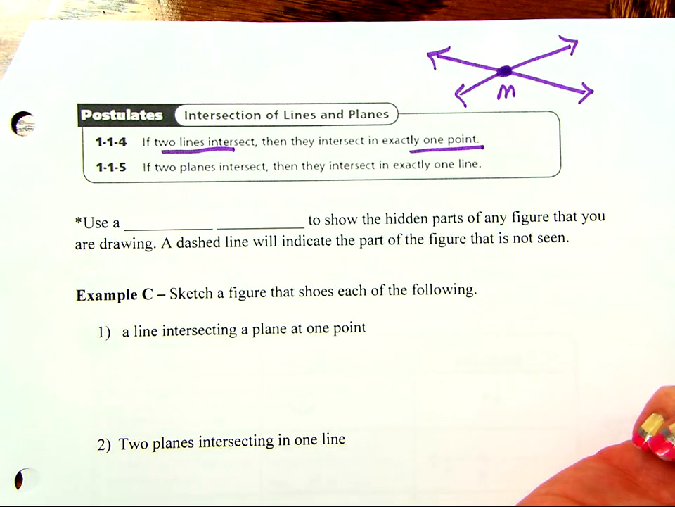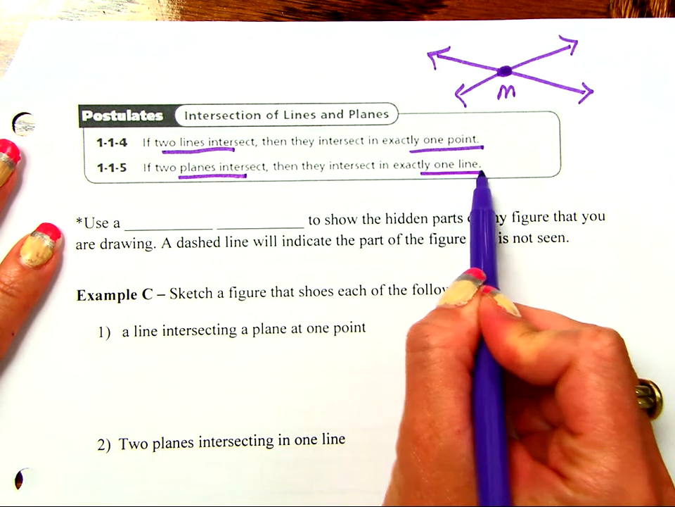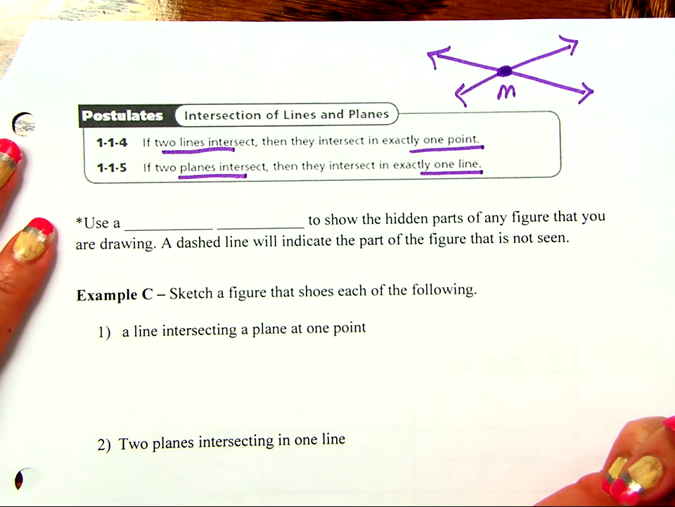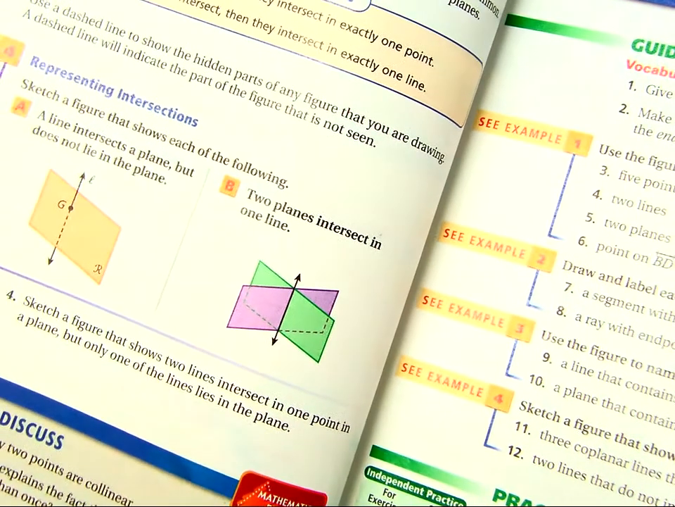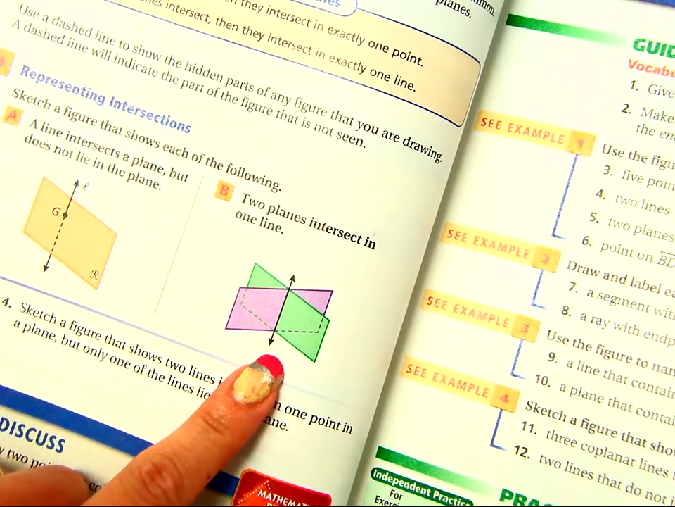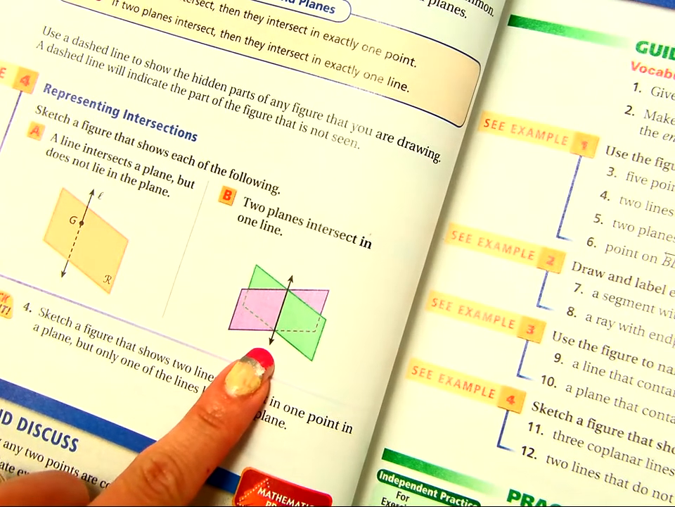In 115, it says that if two planes intersect, their intersection is going to be one line. That can be kind of confusing, but there's a great picture in our book on page 8. I'll show you. Two planes intersecting in one line. They kind of show that here on page 8 where my purple plane and my green plane are intersecting, and that intersection there is my line.